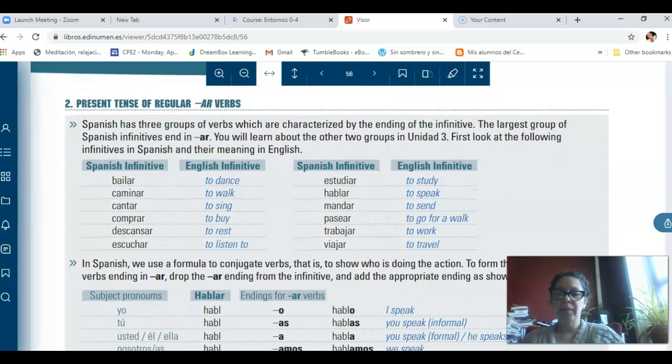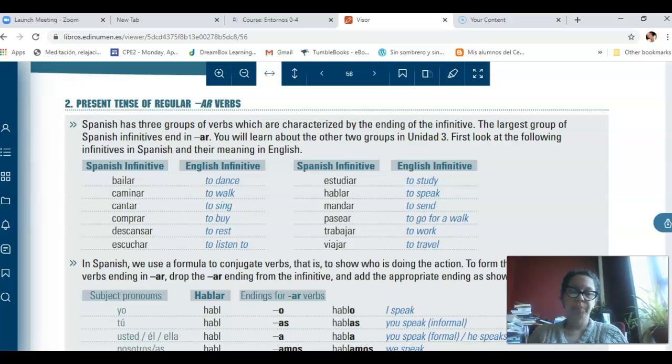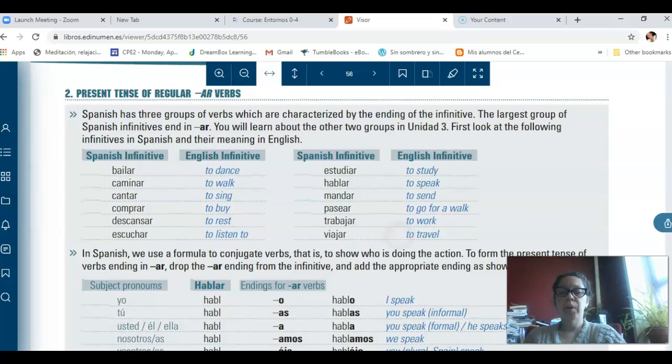In this section, we finally get to verbs, okay? And you have seen verbs already in chapter 1. Por ejemplo, hablo español, ¿sí? So now we are going to see other verbs that are going to behave just like hablar. O estudiar. Yo estudio español. Yo hablo español. Now we have bailar. Bailar, caminar, cantar, comprar, descansar, escuchar, estudiar, hablar, mandar, pasear, trabajar y viajar.